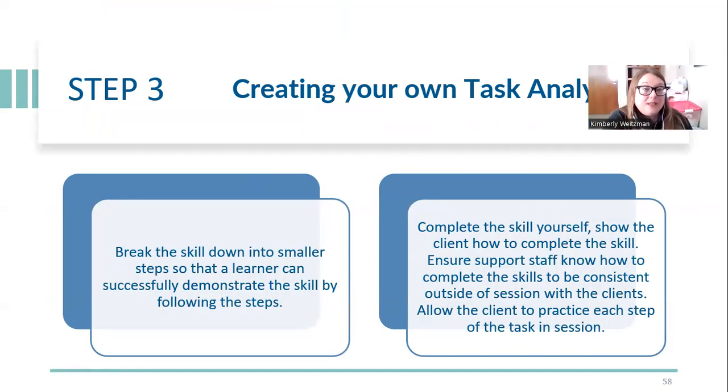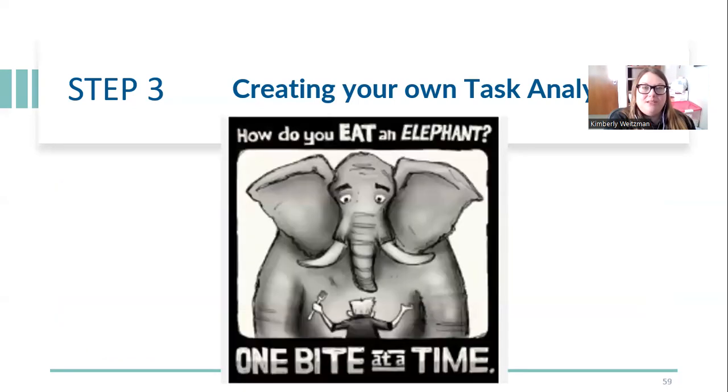So we want to break the skill down into smaller steps so the learner can successfully demonstrate the skill by following those steps. Do it yourself, or even have somebody else follow those steps so that you can ensure that we haven't missed anything. Make sure other people that may be supporting the client to wash dishes are also consistent, using the same steps in the same order, and allow the client also to practice each step of the task in session. So keep in mind, and have a little compassion or empathy for your client, that this may be a little bit overwhelming, something they've never done before. So start small and use small steps along the way.